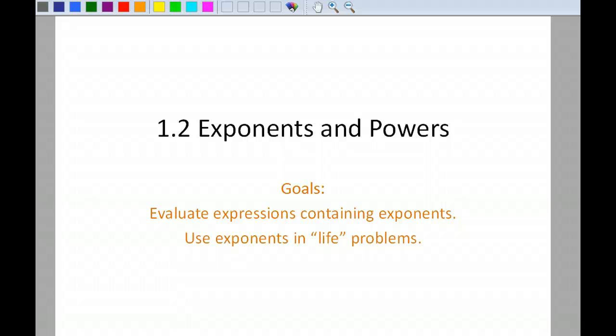Okay, this is lesson 1.2, and today we're going to be talking about exponents and powers. When we finish, I want you to be able to evaluate expressions that contain exponents, and I also want you to be comfortable using exponents in life problems.